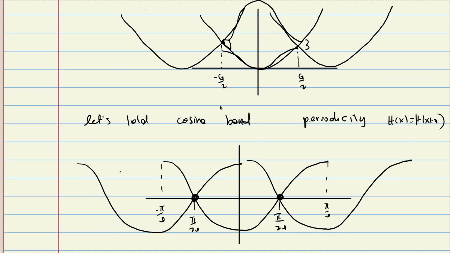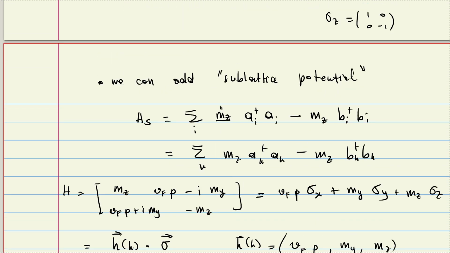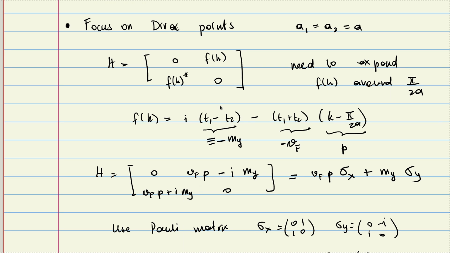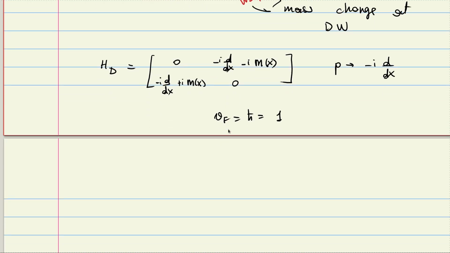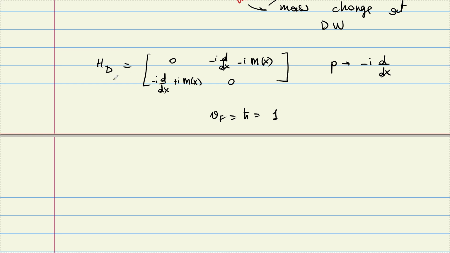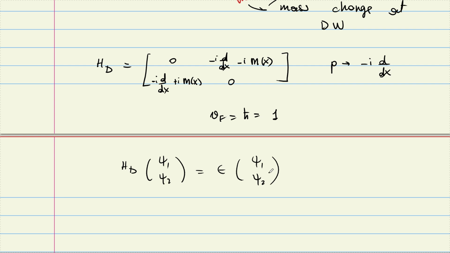Didn't we have the Fermi velocity as T1 plus T2? Yes, T1 plus T2, but I take this one to be 1 and this one to be m, and I change this as a function of position. And now I can forget about the tight binding model and solve this Dirac equation, because these are first order differentials, easier than anything else. So let's substitute: H acting on (psi1, psi2) is equal to E times (psi1, psi2). We need to solve the Schrödinger equation.